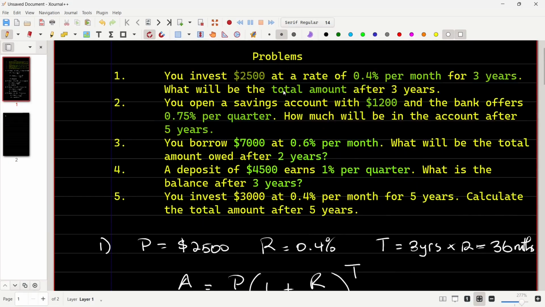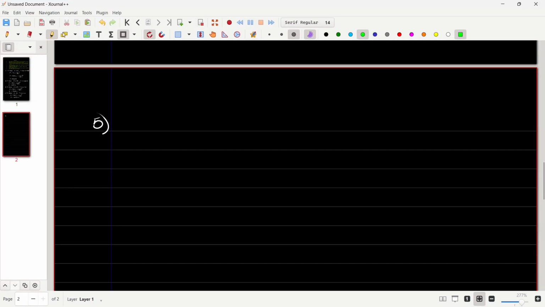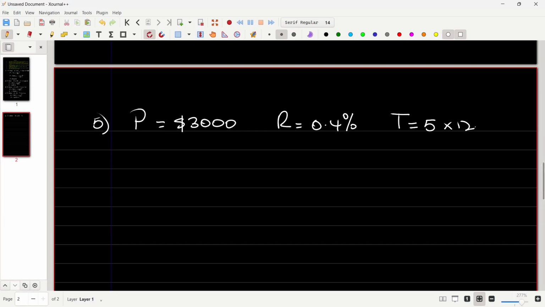So number 5 says you invest 3,000 at 0.4% per month for 5 years. So let's work on that. The principal would be equal to 3,000. Your rate would be equal to 0.4% per month. And your time interval is 5 years, and we know that there are 12 months in a year, so that is 60 intervals.